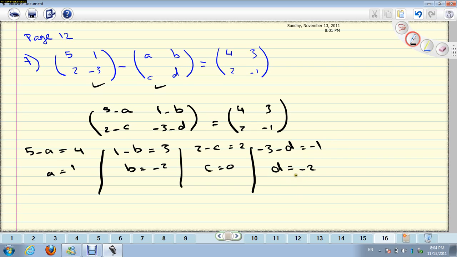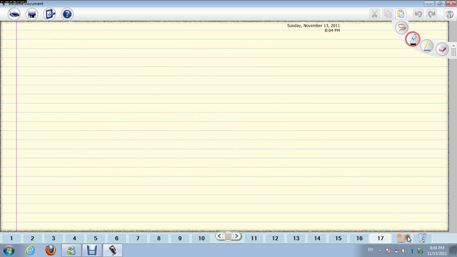Now page 12, exercise 8. Let's add another page. Page 12, exercise 8. A simple question asks me to get X. It says that X equals 3A minus 4B. So I'm going to multiply matrix A by 3 and matrix B by 4 and subtract these two matrices.